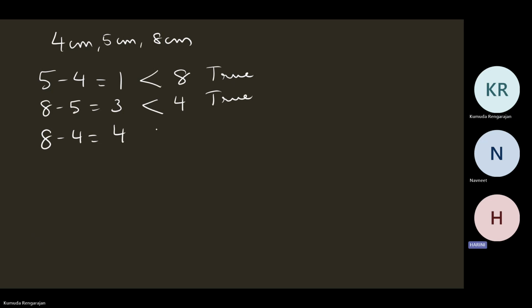5 is greater than 4, ma'am. No, but we should use a less than symbol here. So 4 is less than 5. You're correct. 8 minus 4 is 4 and 4 is less than 5. This is true, so it's true everywhere. So a triangle can be formed using these measures.